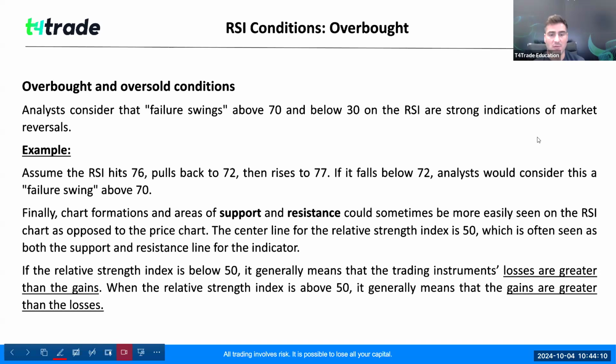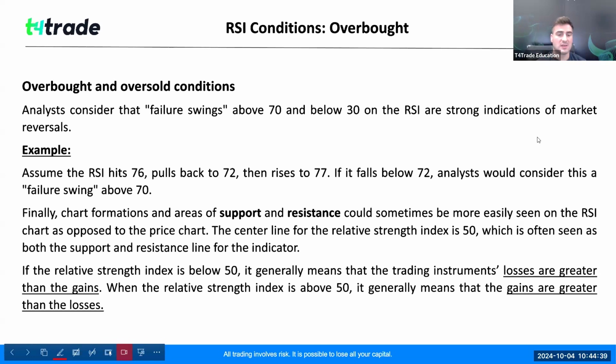And the center line for the relative strength index is 50, which is often seen as both the support and resistance line of the indicator. You can use the indicator as well as support and resistance. So if the relative strength index is below 50, it generally means that the trading instrument's losses are greater than the gains. Makes sense. And when the relative strength index is above 50, it generally means that the gains are greater than the losses, obviously.